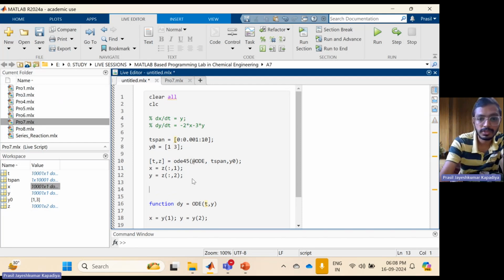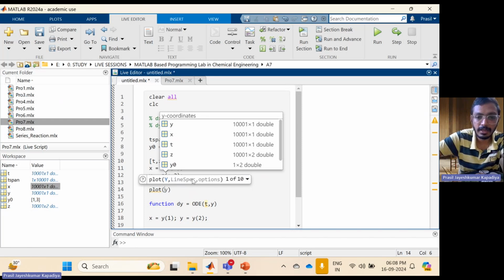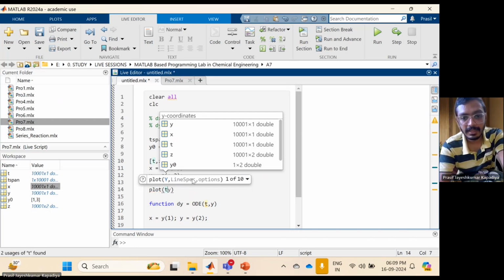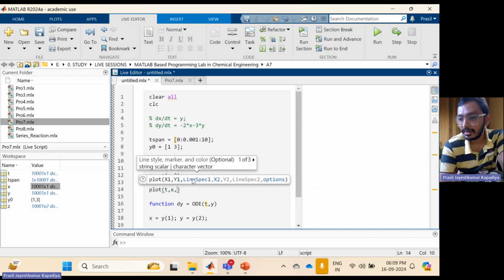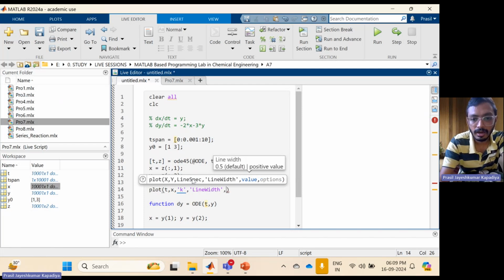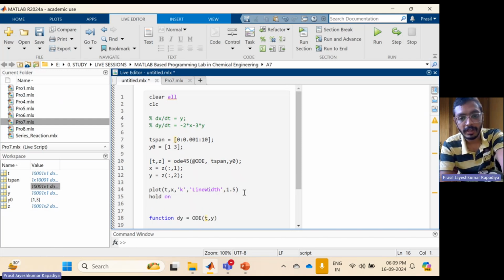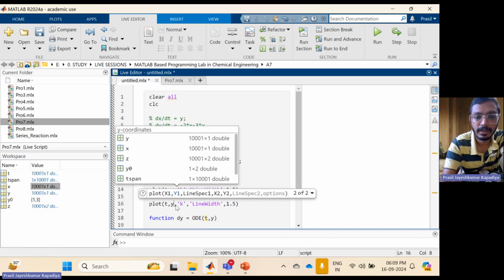Further, we learned how to use the plot function. Plot, that time for plotting my x variable with time: on the x axis is t, on the y axis is x. Let's say it is in color black, and let's say I'm taking line width to be 1. Then I will put hold on and simultaneously plot my y variable with time.